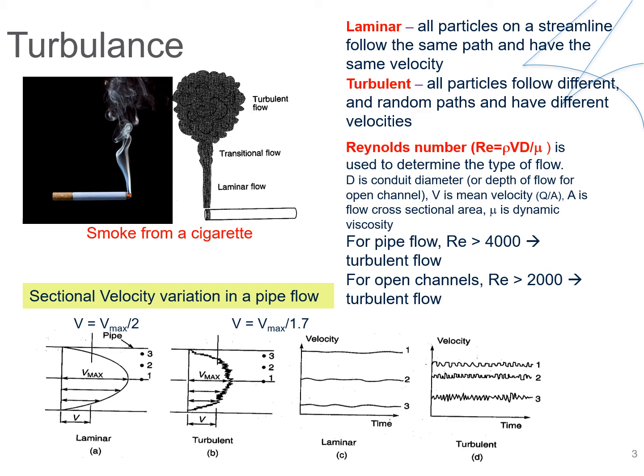So how do we define turbulent and laminar flows? We use Reynolds number to define it. Reynolds number is a criterion to define if a flow is laminar or turbulent. The values are different for pipe and open channel flows. For a pipe flow, a value greater than 4000 is turbulent and less than 2000 is laminar. Similarly, for an open channel, a value more than 2000 is turbulent.